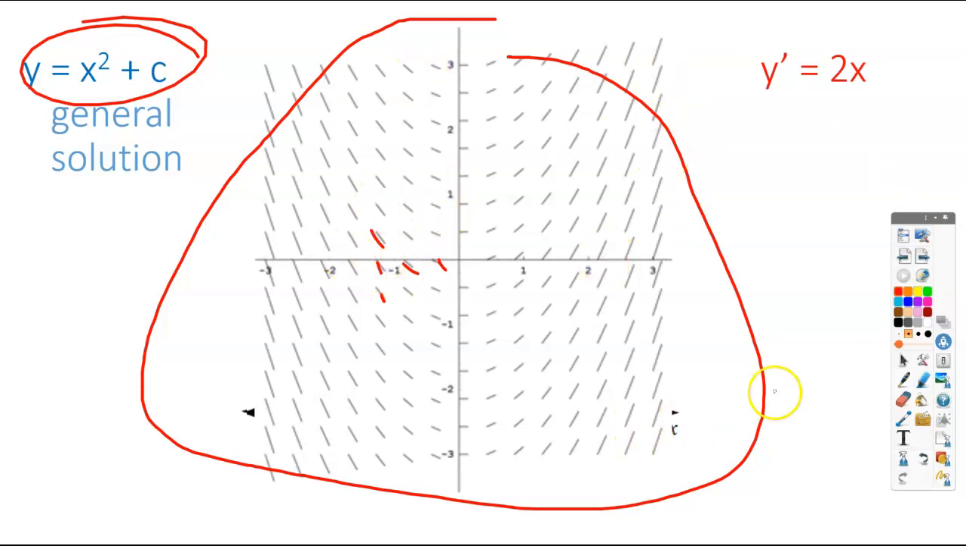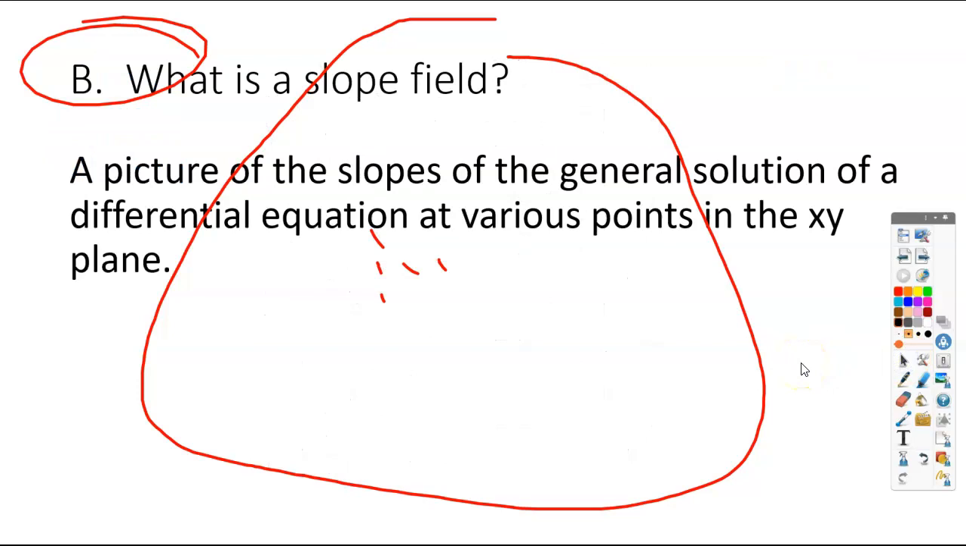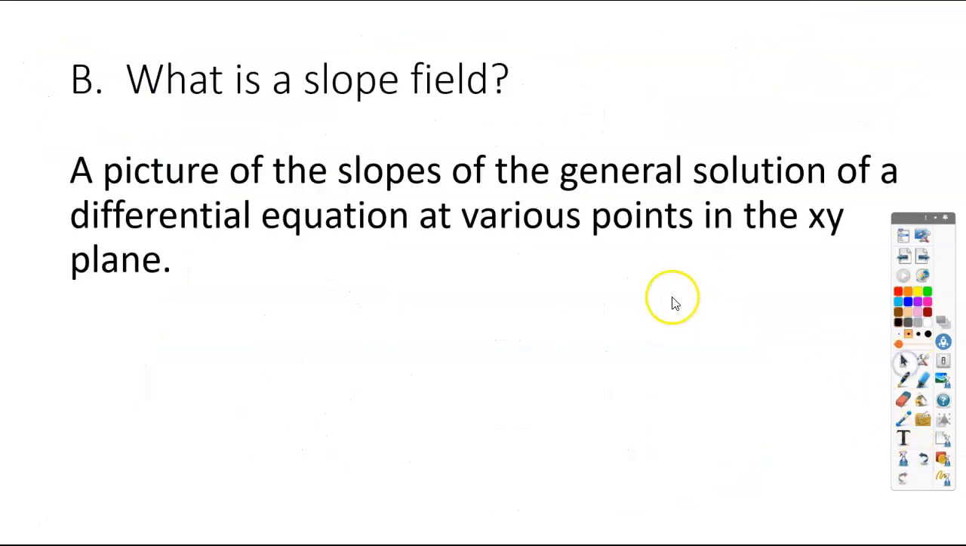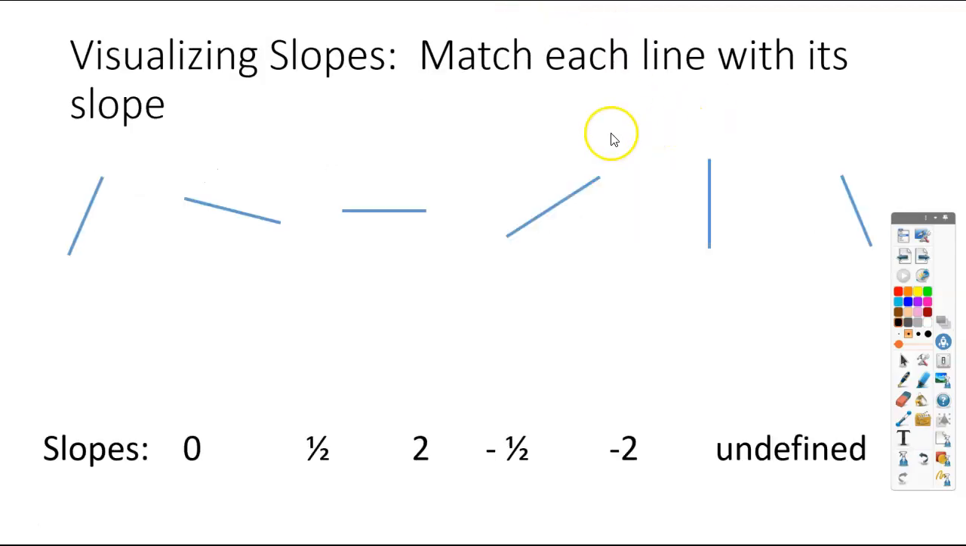The rest of that definition: it's the solution of this differential equation at various points in the coordinate field. So that is what a slope field is. It's a picture of all the slopes of a general solution of a differential equation at various points in the xy plane. All right. Now, before we go any further, I'd like you guys to pause the video here, and I would like you guys to match these lines with these slopes down here. Okay, so pause the video and see if you can match the slopes up correctly.